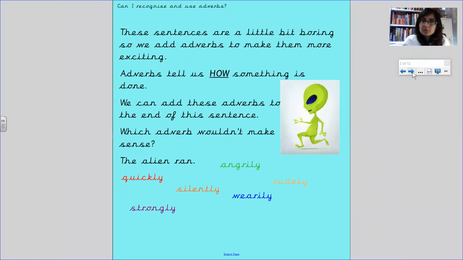These sentences are a little bit boring, so we add adverbs to make them more exciting. The adverbs tell us how something is done. So, for example, we've got the alien ran. Now we've got some adverbs at the bottom. We have quickly, strongly, silently, angrily, wearily, and rudely.